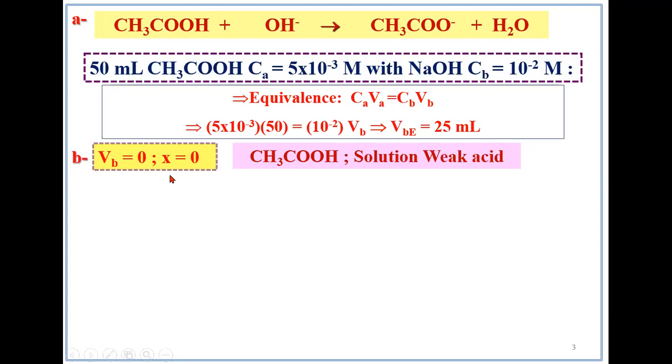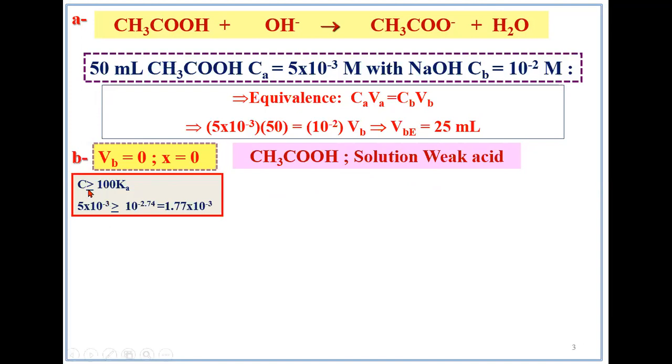Okay, part B. Calculate the pH at VB equals 0. When my volume equals 0, what happens? What do I have? If I had no NaOH added, you all know that we have only a weak acid. And if I have only this weak acid in my solution, how do I get the pH of a weak acid?